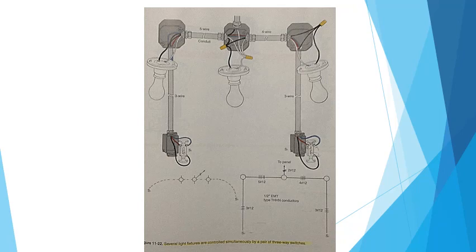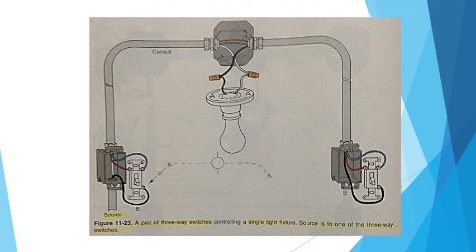11-22: Several light fixtures are controlled simultaneously by a pair of three-way switches. 11-23: A pair of three-way switches controlling a single light fixture. The source is to one of the three-way switches.